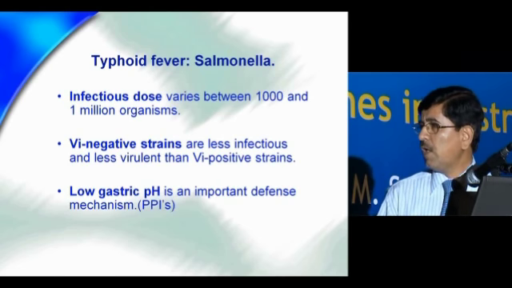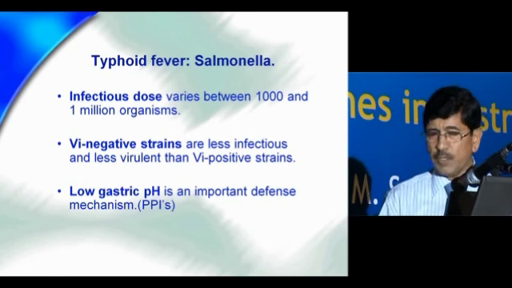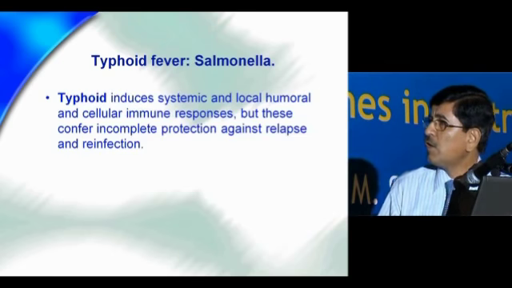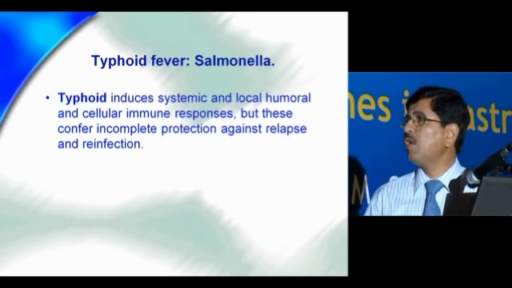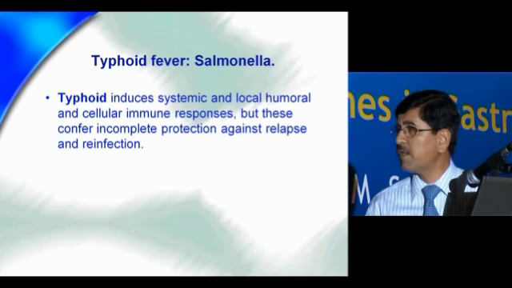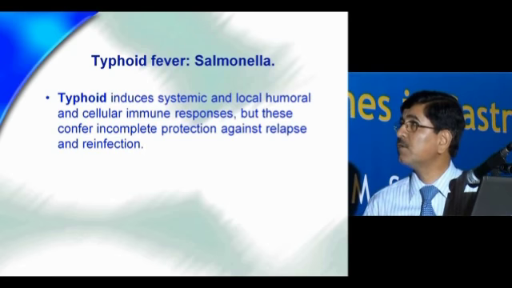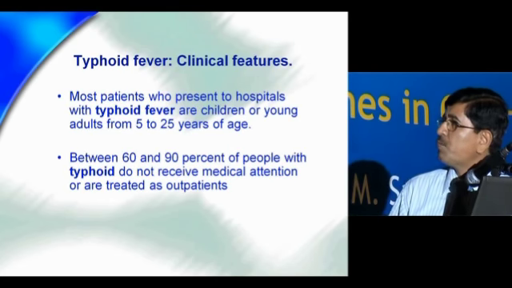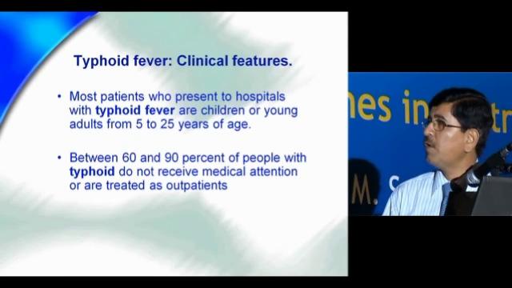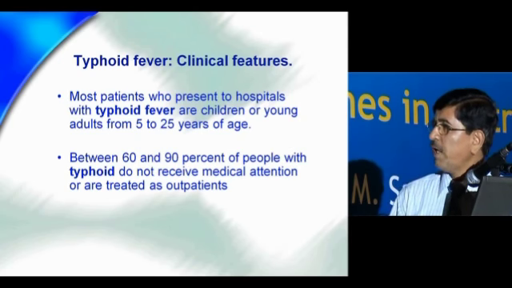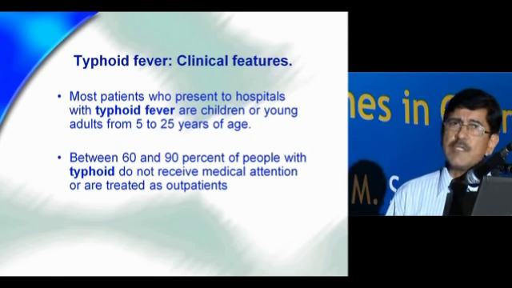Typhoid induces systemic and local humoral and cellular response, but these confer incomplete protection against relapse or reinfection. As for the clinical features, most patients who present to the hospital with typhoid fever may be children or young people between the ages of 5 and 25. Between 60 and 90% of people with typhoid do not receive medical attention or are treated as outpatients.